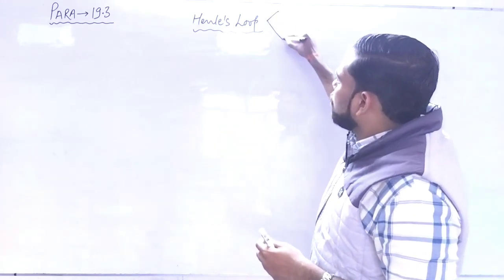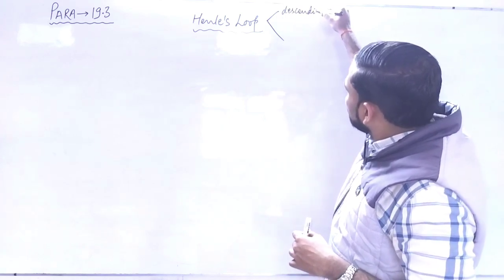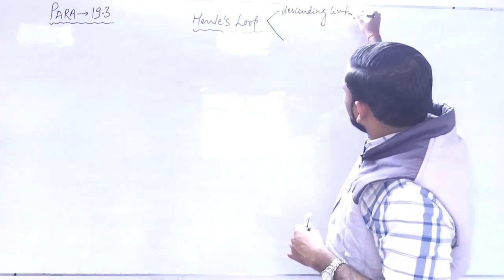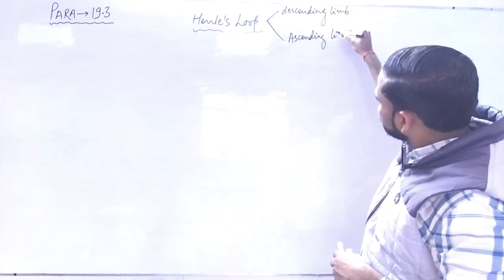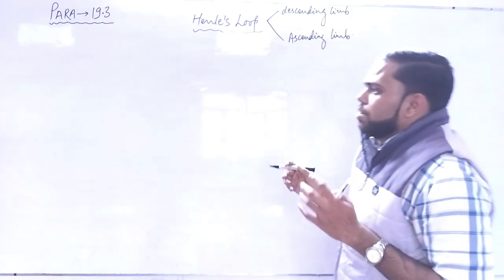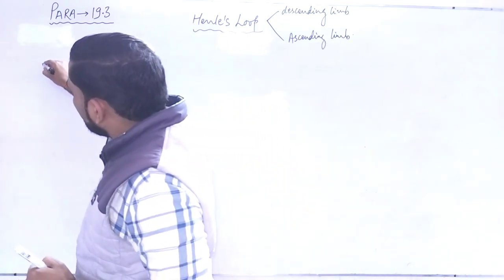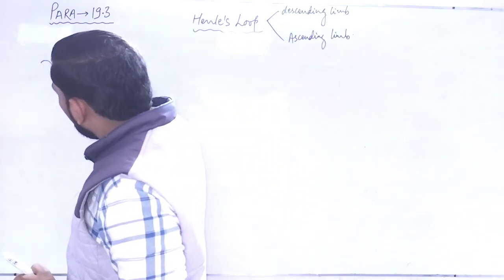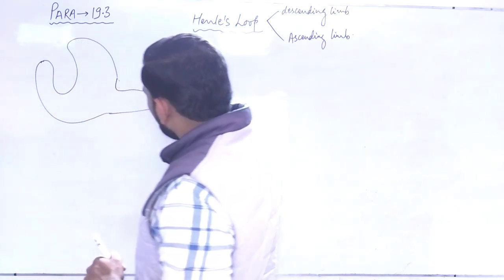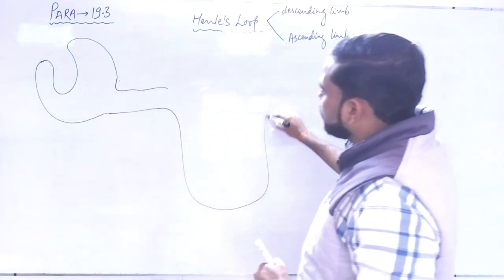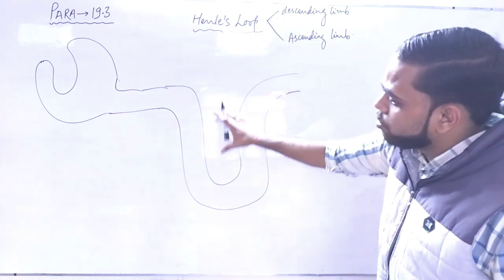Basically there are two limbs of loop of Henle: the descending limb and the ascending limb of loop of Henle. It means, see on the diagram here. We have talked about this glomerulus, this PCT. Now we are talking about this loop of Henle. This is the loop of Henle. We are talking about the loop of Henle.